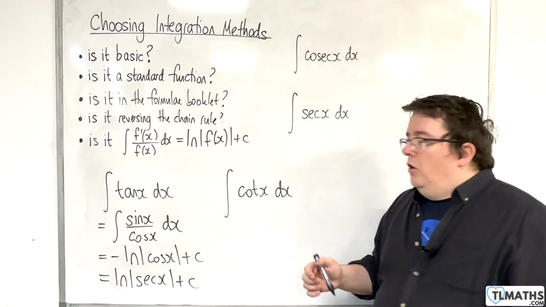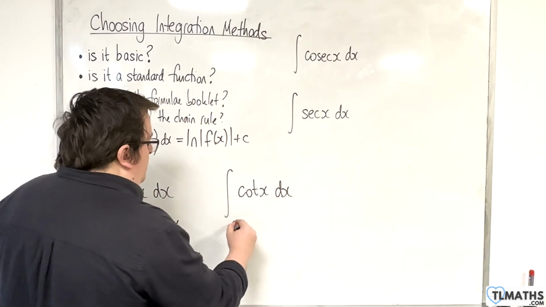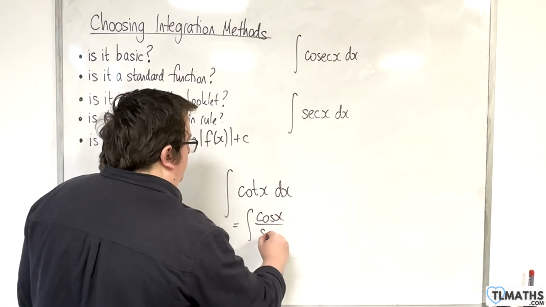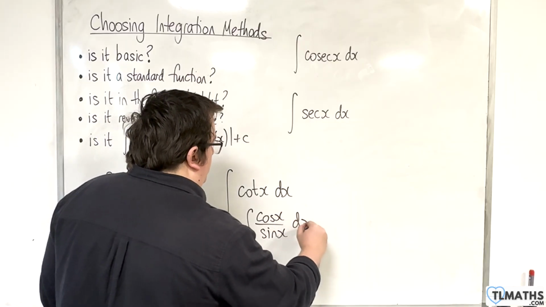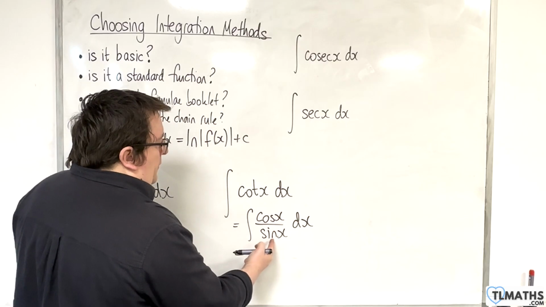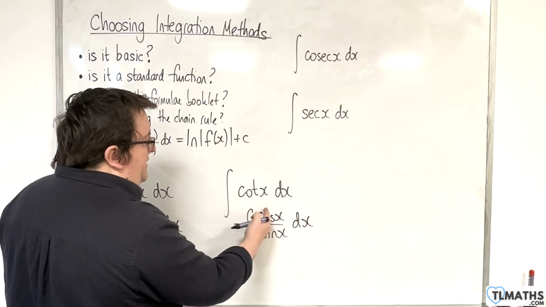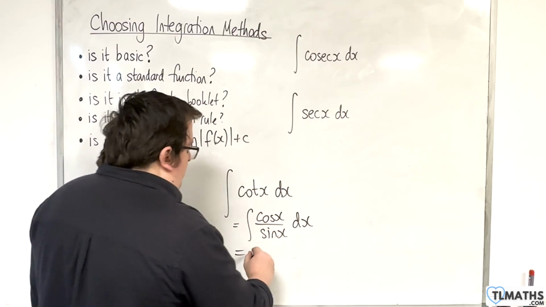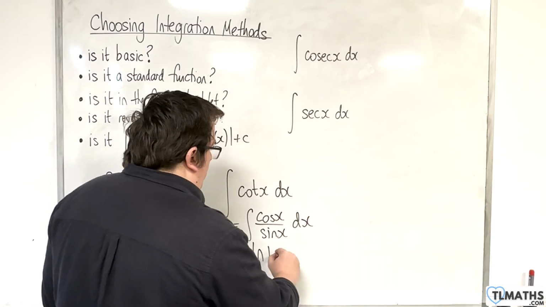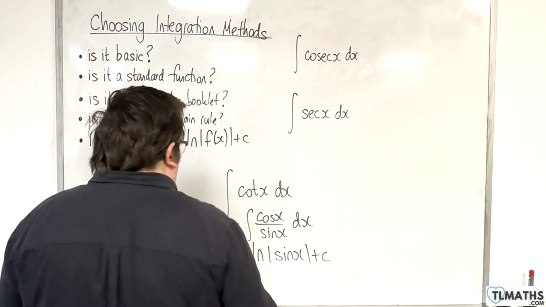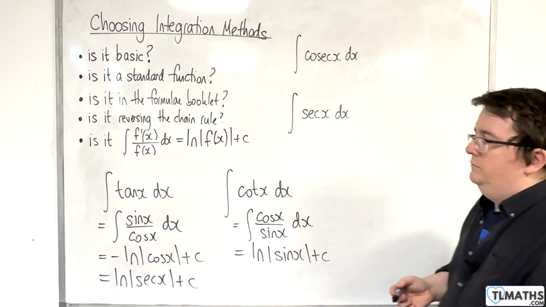The same thing with cot. So cot is the integral of cosine over sine. It's a fraction, so check whether the bottom differentiates to the top. Sine x differentiates to cosine x, so this is the natural logarithm of the modulus of sine x plus c. Okay?